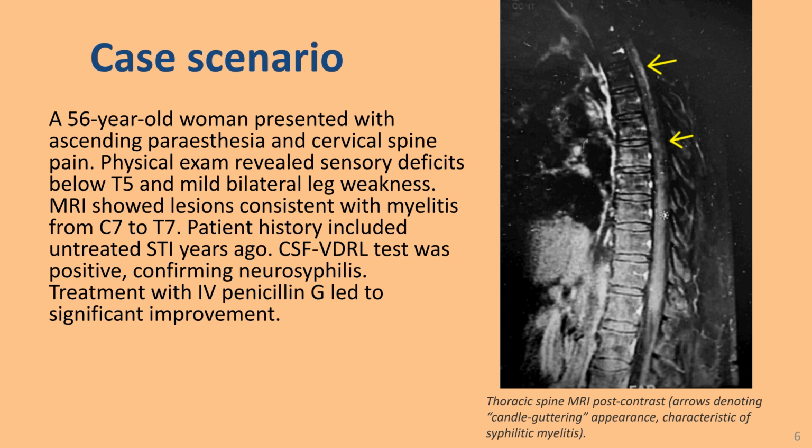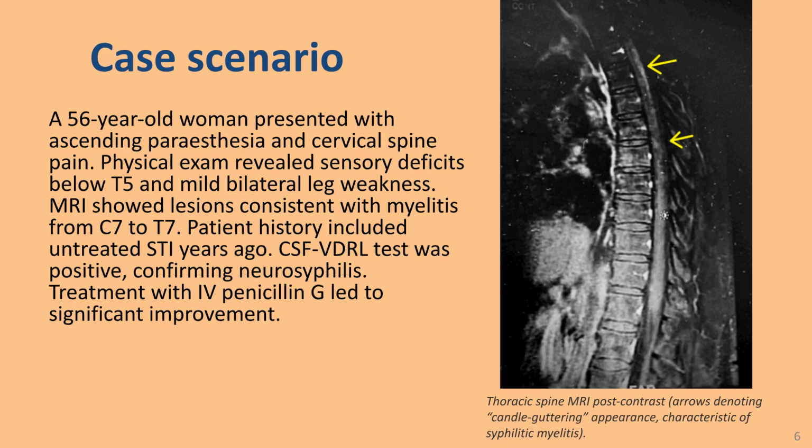Paresthesia refers to abnormal sensations such as tingling, numbness, or pins and needles. The term ascending indicates these sensations started in the lower body and progressively moved upward, which is a concerning neurological pattern. Physical examination reveals sensory deficits below the T5 dermatome level. This means she has decreased sensation from the mid-chest level downward. She also has mild bilateral leg weakness, indicating motor involvement in addition to sensory changes.